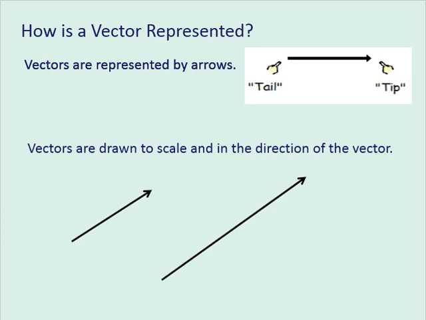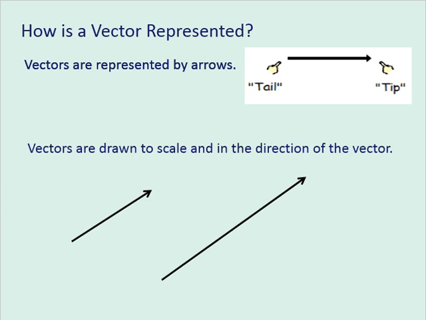So now how do we represent vectors? Vectors are drawn using arrows, right? So we have an arrow here, and if you look at it, the part of the arrow that does not have the tip is considered the tail. The part of the arrow that has the pointy tip is considered the tip.